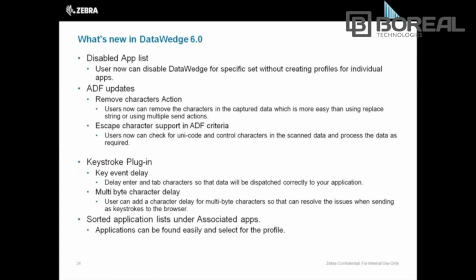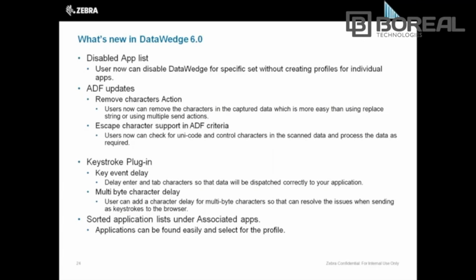So maybe you have already tried out DataWedge up to 5.0 or 5.1 maybe with new devices. So coming up to DataWedge 6.0, there is a new feature called Disable App List, where you can basically select a set of applications which do not require data capturing. So basically, you can have security over data capturing, and also you can avoid conflicts between application interactions.